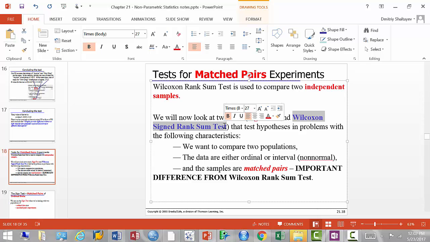And that applies only to numerical data. Matched pairs, numerical data. Okay? When the assumption of normality is violated, that's when we use the Wilcoxon signed rank sum test. When we have matched pairs ordinal data, then we're using the sign test. Okay? So today we're going to look at the Wilcoxon signed rank sum test.